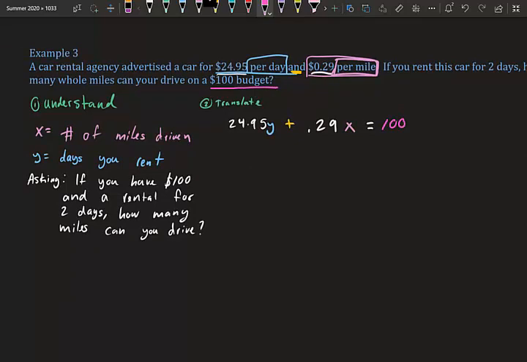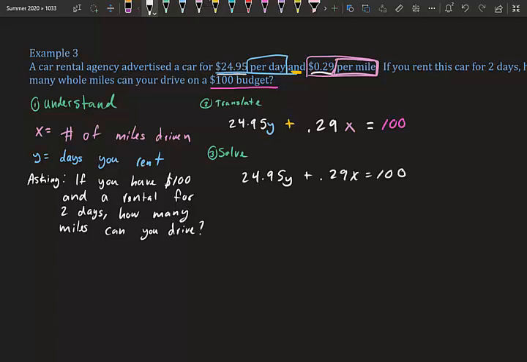Okay, we have our equation now. Now we're going to solve it. So our third step is to solve. All right, so we have two variables though. This is the equation we have: 24.95y plus 0.29x equals 100.